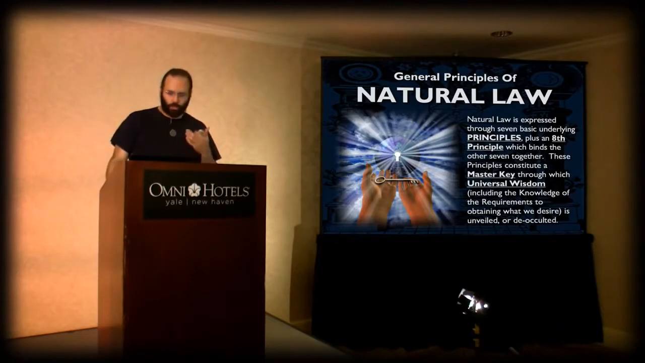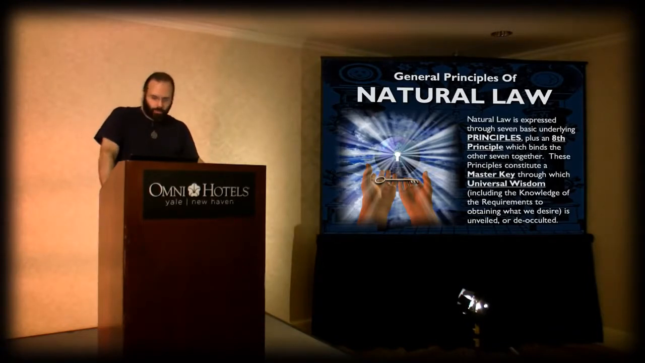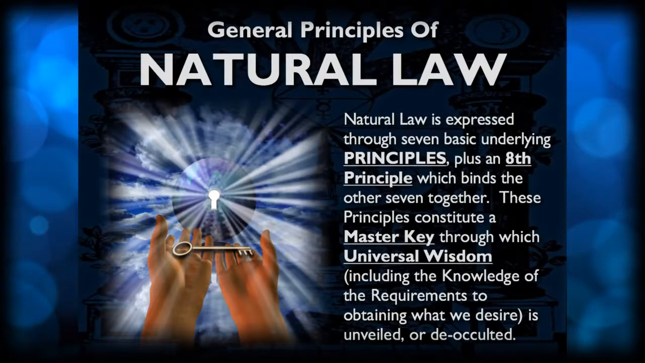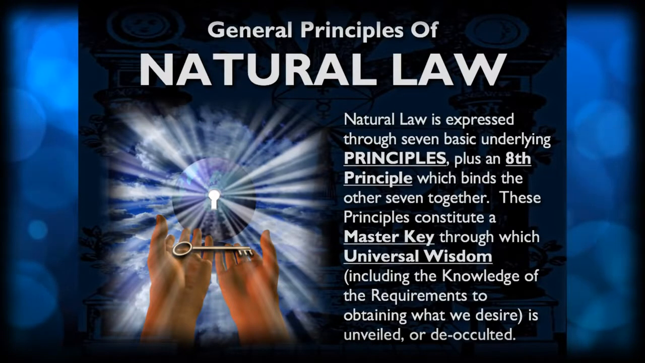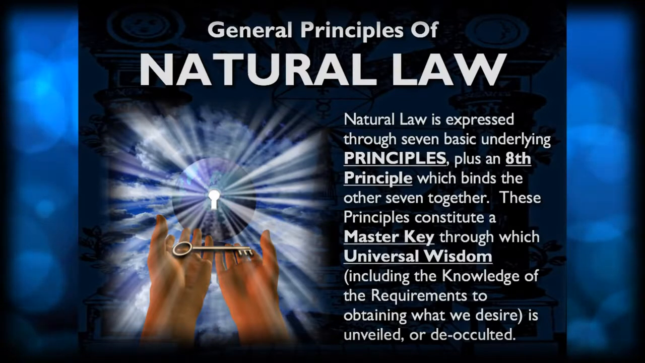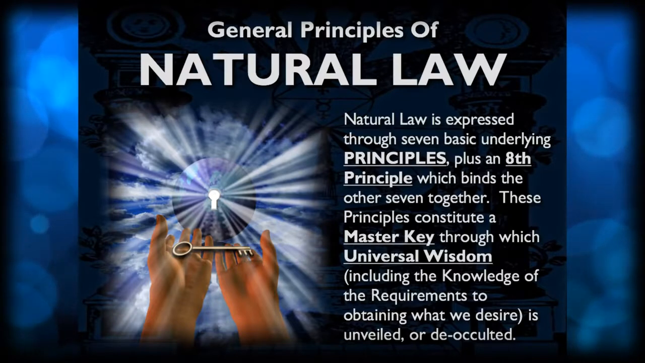These are what I call the general principles of natural law. Natural law is expressed through seven basic underlying principles, plus what I have referred to as an eighth or hidden principle, which you hear very few other researchers, even people who are studying this from the occult perspective or the consequentialism perspective, incorporate. The eighth and all-encompassing principle, which I'll get to last here, I call the lost principle. It binds all the other seven principles together, all right?